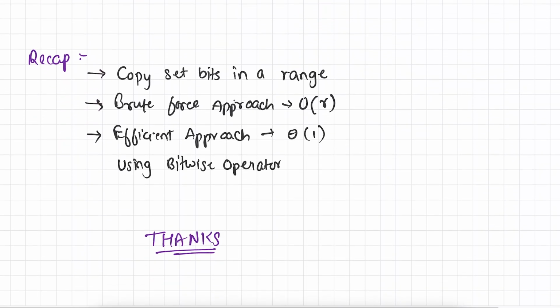Before we end this video, let's have a quick recap of what we have done so far. So we are given a problem. In this problem, we are given two numbers x and y and a range. And our task is to copy all the set bits in a range of number y to number x. To solve this problem, we saw the brute force approach, and that approach took big O of r time to solve this problem, where r is the greater number in the range. After the brute force approach, we saw the efficient approach to solve this problem. In this efficient approach, we have extensively used bitwise operators. This approach took theta of 1 time to solve this problem.